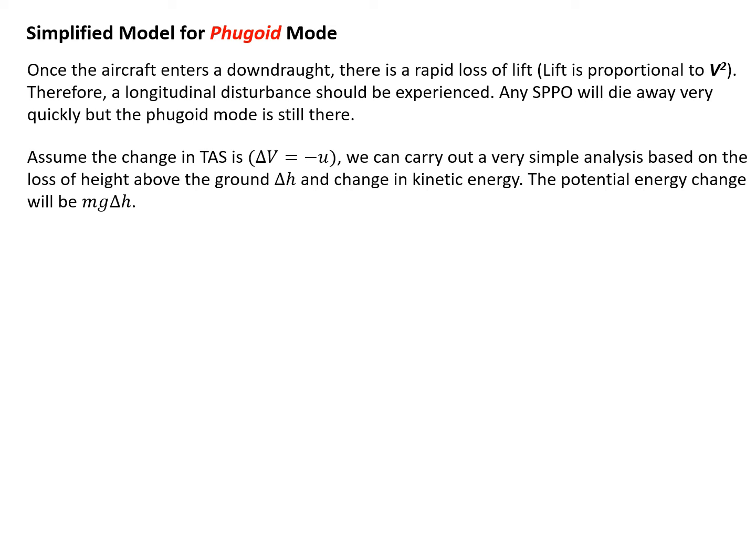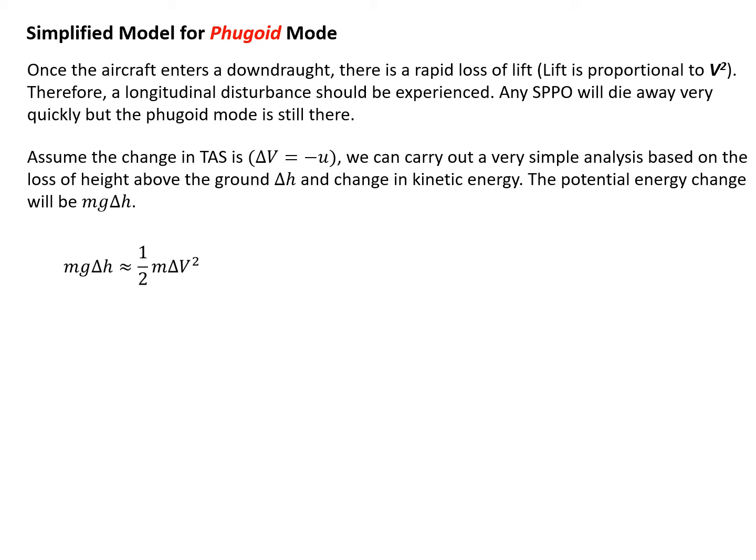Now we can carry out a very simple analysis based on the loss of height above the ground, delta H. That is the target now in this simplified model: we want to calculate delta H and the change in the kinetic energy. The potential energy change will be mg times delta H. Is that right? Usually we assume there is energy conservation in the fuel-going mode.